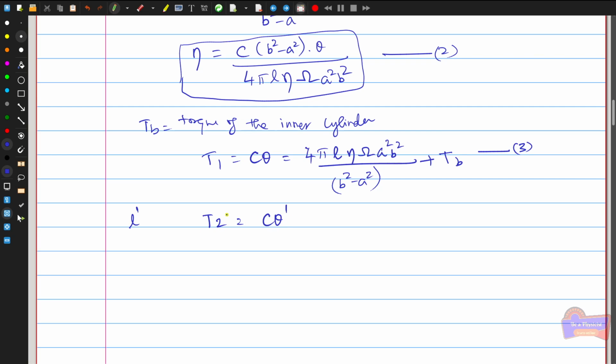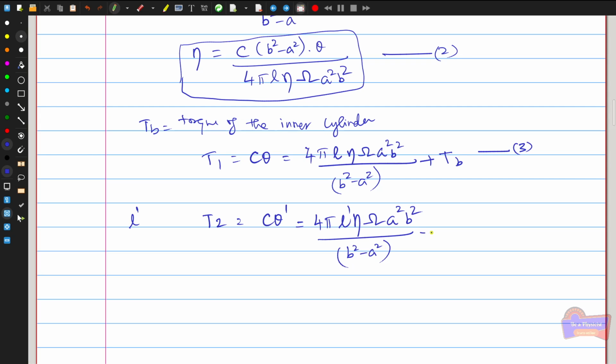That means theta prime is the angle of rotation of this inner cylinder, so I can just write the same expression for 4 pi L prime eta omega A squared B squared divided by B squared minus A squared plus TB again. Here, this theta prime is the angle of rotation of the inner cylinder, which has the length L prime. So this equation is taken as 4.